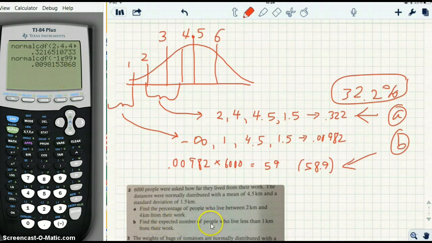What they asked for is expected number of people. So we're not even going to convert to percent. It's better to have decimal if we're going to do any kind of calculation after that. So we find the expected number of people by multiplying the total number of people times this decimal here. And the total number of people is 6,000. So I take 6,000, I multiply it times 0.00982, and that gives me 58.9. But if I'm going to say the expected number of people on an IB exam, I would say I'm expecting 59 people, not 58.9, because people shouldn't be decimals.